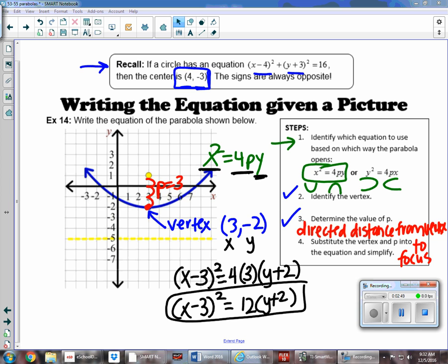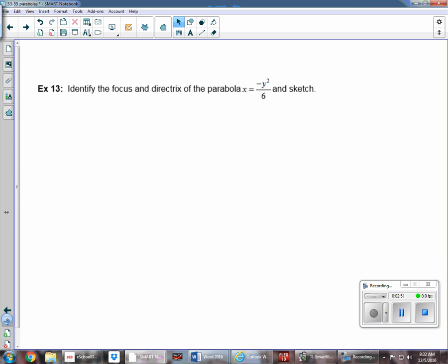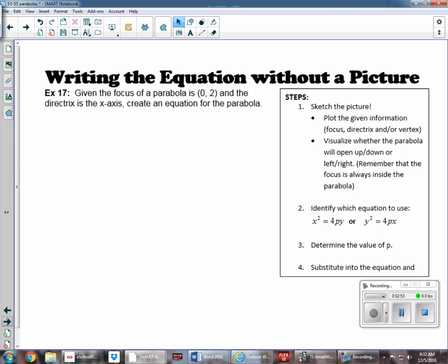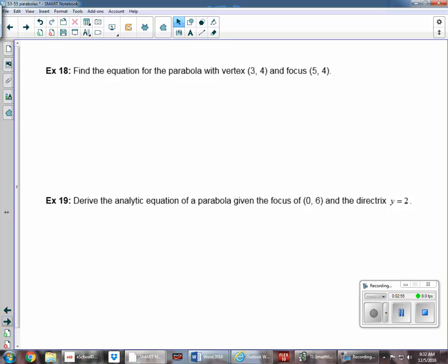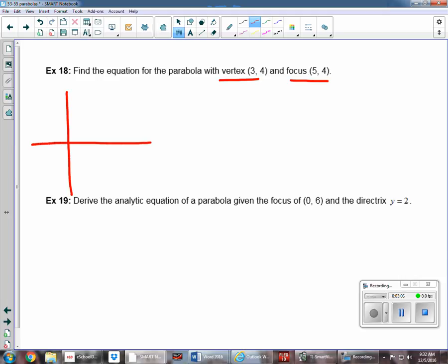Let's move to example 18. If you look at example 18, now they want you to find the equation for a parabola, and they give you the vertex and the focus, but they don't give you the picture. So let's draw it. My vertex is the point 3, 4. Plot it, put a V. My focus is the point 5, 4. Plot it, put an F.